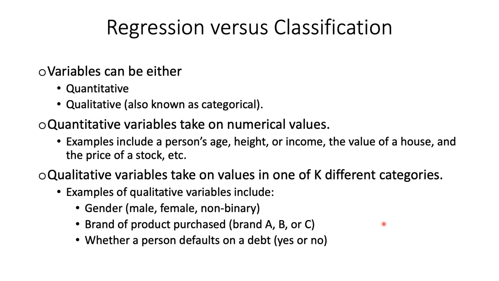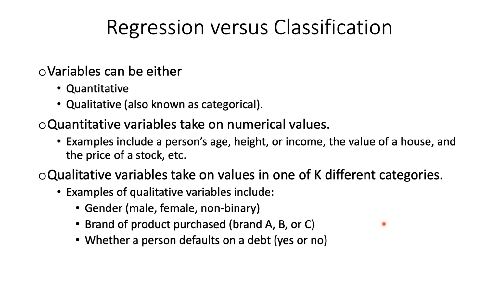Two important categories which we mentioned before are those of regression and classification. In both cases, the variables can be either quantitative or qualitative. The quantitative variables can be numerical. For instance, they can be age, height, income, the price of a home, and so on.